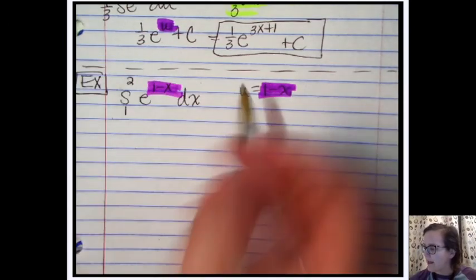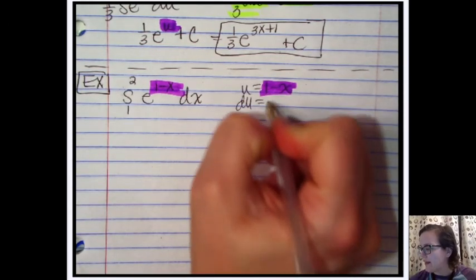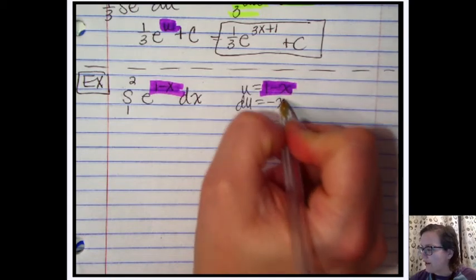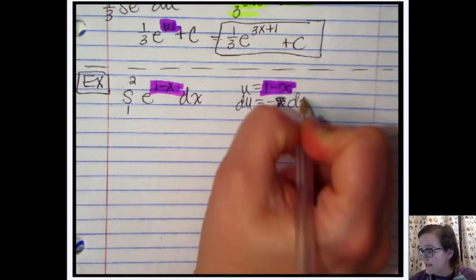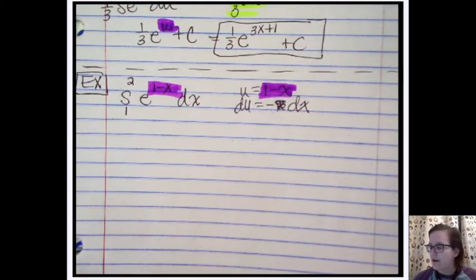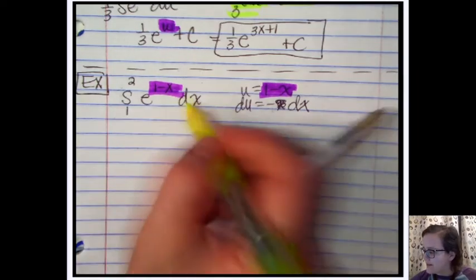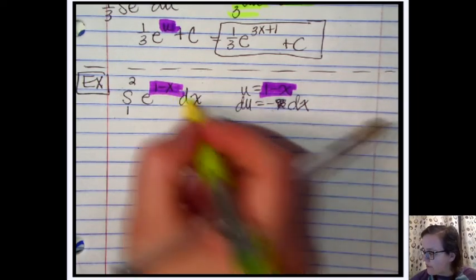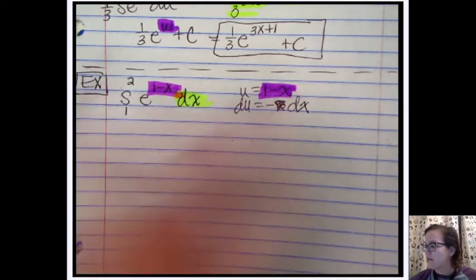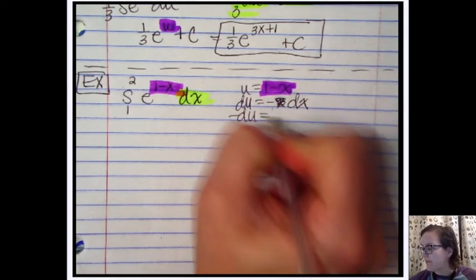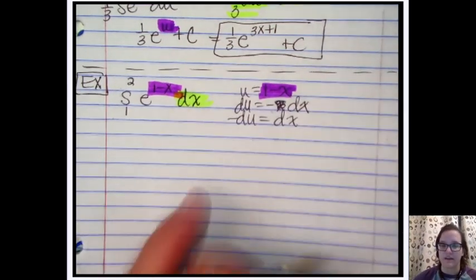Okay. And then if we take the derivative, we just get negative 1 dx. And if we notice here, we do need to replace that dx. Right now we have negative dx, so all we have to do is divide by a negative. And so that makes negative du.